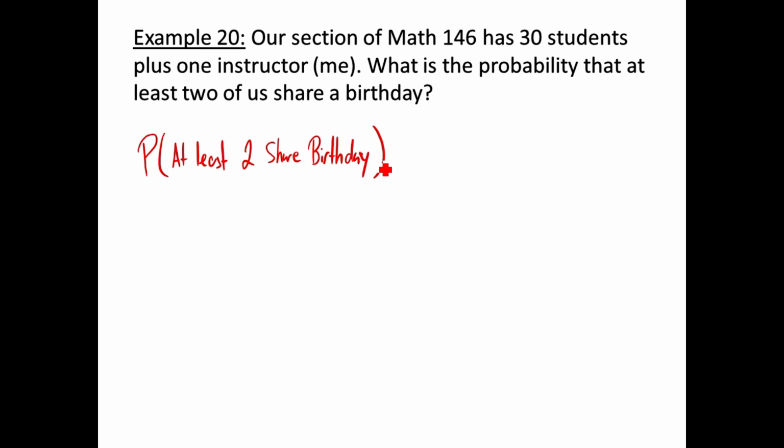Okay, he's back. So now we got 31 students. So there's 31 people here. I want to know what's the probability that at least 2 of us share a birthday. So if you define, let's say that A is at least 2 share, then what would be the complement of that?